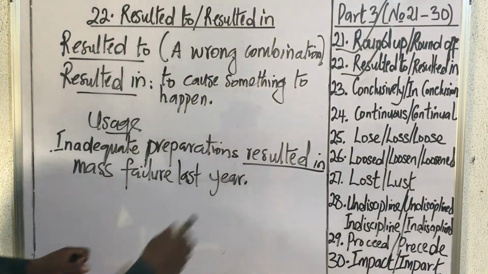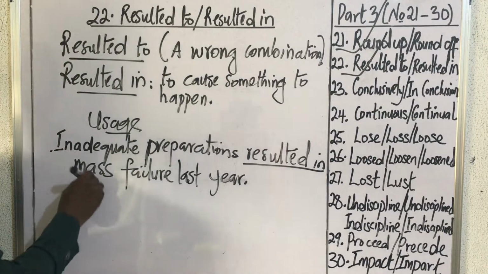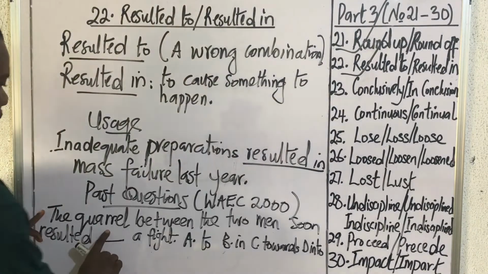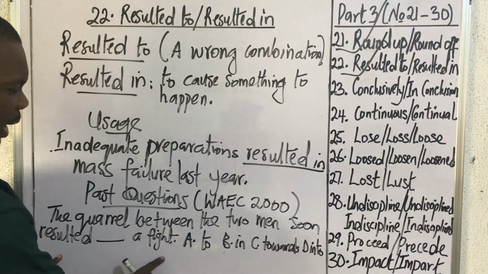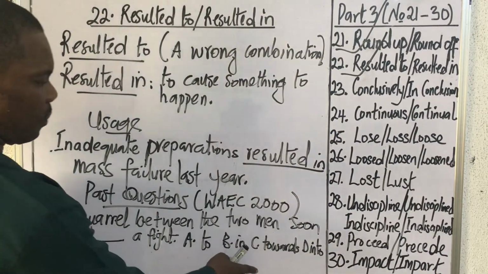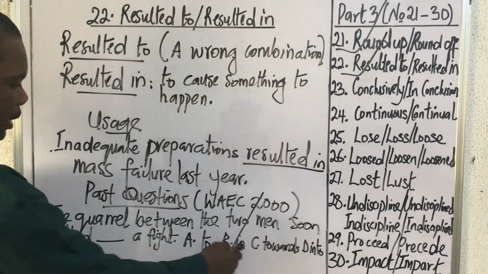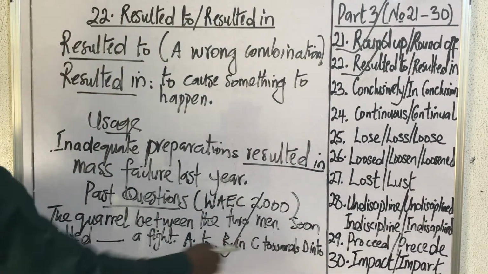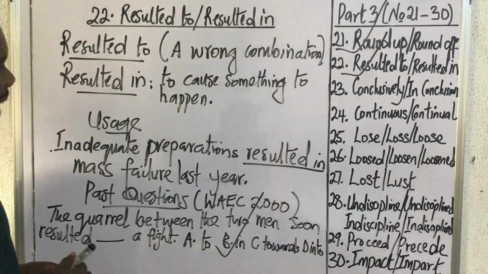Now, let's look at the occurrence of these elements in past questions. The quarrel between the two men soon resulted dash a fight: to a fight, in a fight, towards a fight, into a fight. From my explanation, the correct answer is B, soon resulted in a fight. So that is that on resulted to / resulted in.